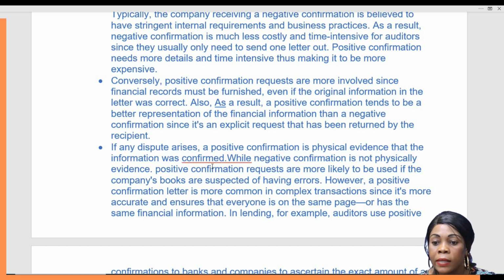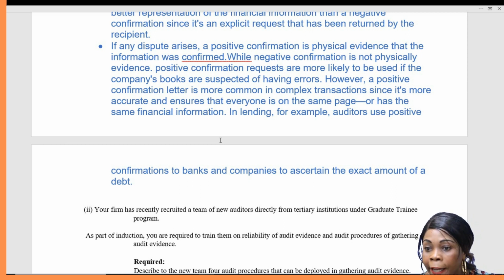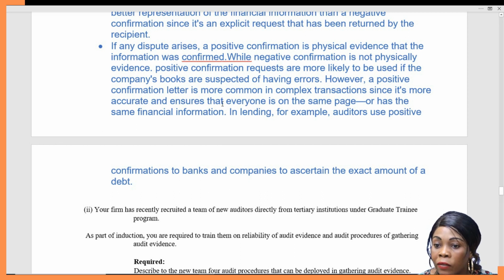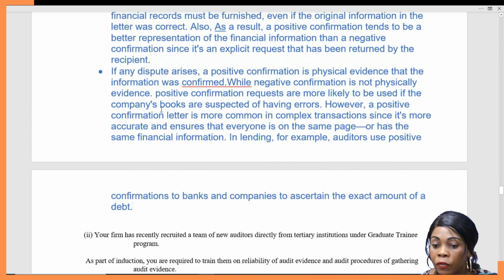Another difference is if any dispute arises, a positive confirmation is physical evidence that the information was confirmed, while a negative confirmation is not physical evidence that any information has been confirmed. Then positive confirmation requests are more likely to be used if companies' books are suspected of having errors. I think we are through with the difference between the negative confirmation and the positive confirmation.